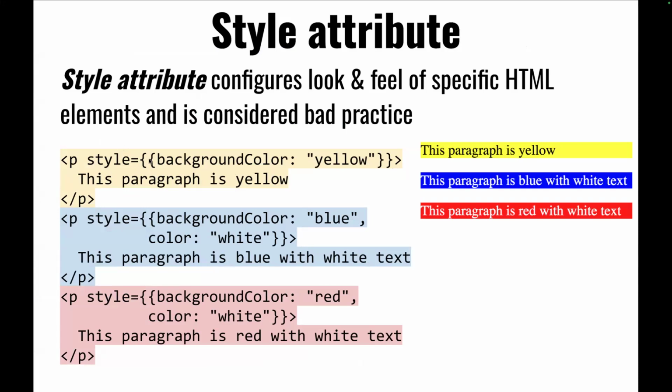So for instance, this opening curly bracket over here and this closing curly bracket is declaring a JSON object that has one property, background color, colon, and then yellow. So it's a string property whose value is yellow. Here's another JSON object that opens in this inner curly bracket and has two properties. Background color is blue, and then the color is white. And then we close the curly bracket. See that? And yet another one here, we have background color red and foreground color white.